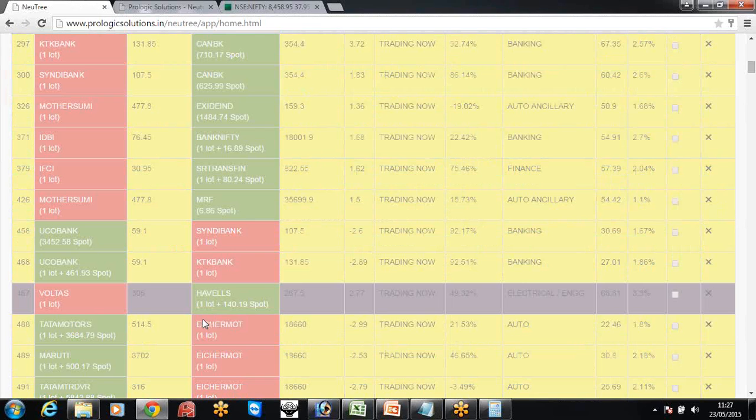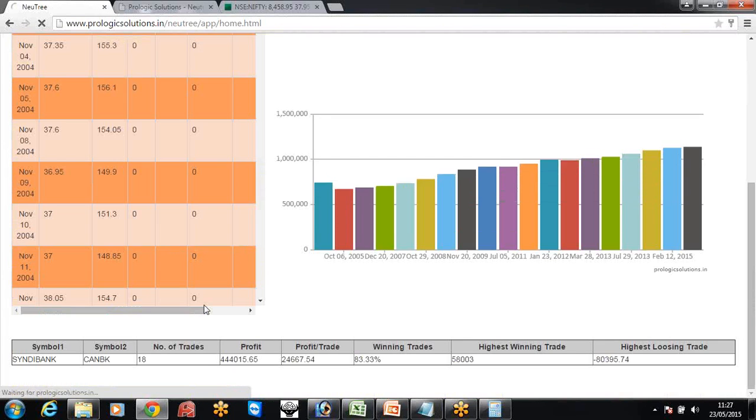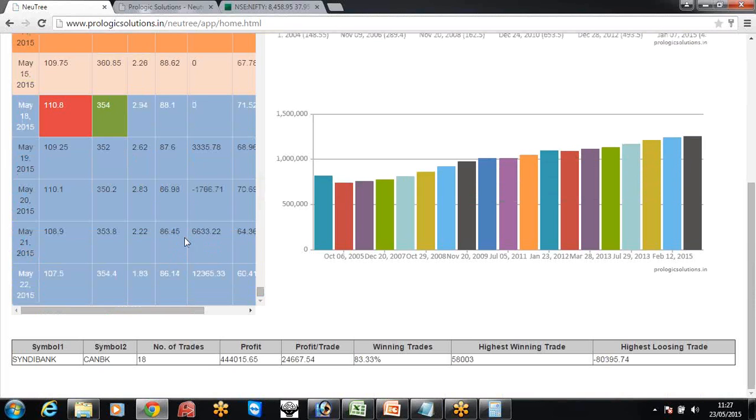So this is another call, Syndicate Bank and Canara Bank. We got this on 18th May, and it is around 12,000 rupees profit till yesterday. I didn't get you, yeah, Mr. Pradeep.